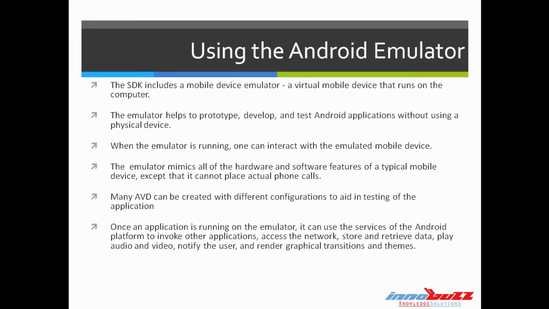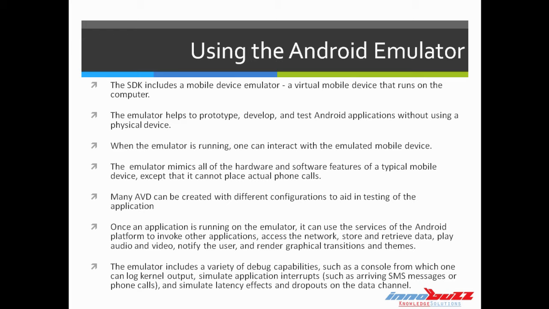Once an application is running on the emulator, it can use the services of the Android platform to invoke other applications, access the network, store and retrieve data, play audio and video, notify the user and render graphical transitions and themes. The emulator includes a variety of debugging capabilities such as a console from which one can log kernel output, simulate application interrupts such as arriving SMS messages or phone calls, and even simulate latency effects and dropouts on the data channel.